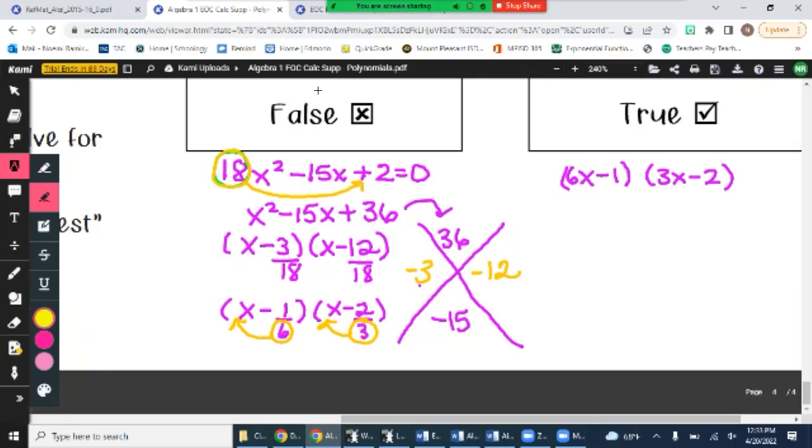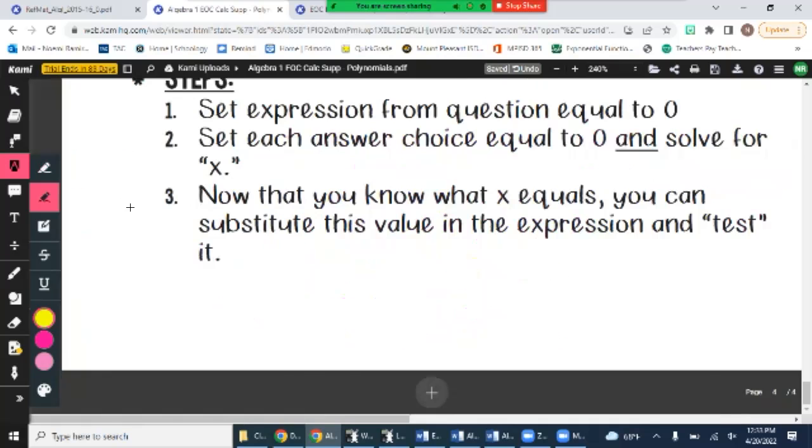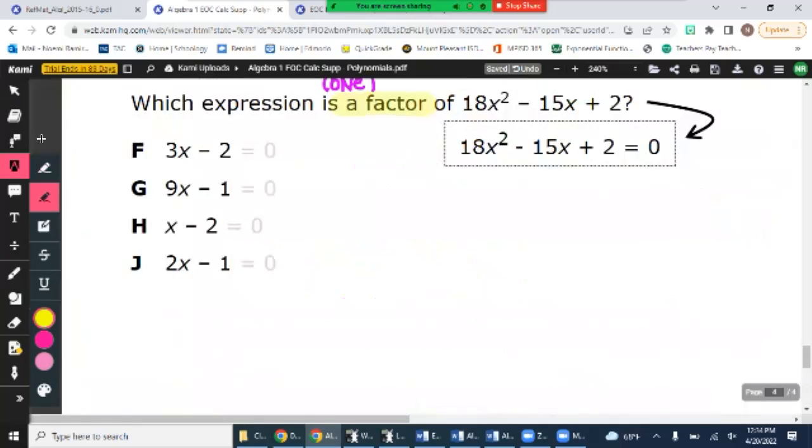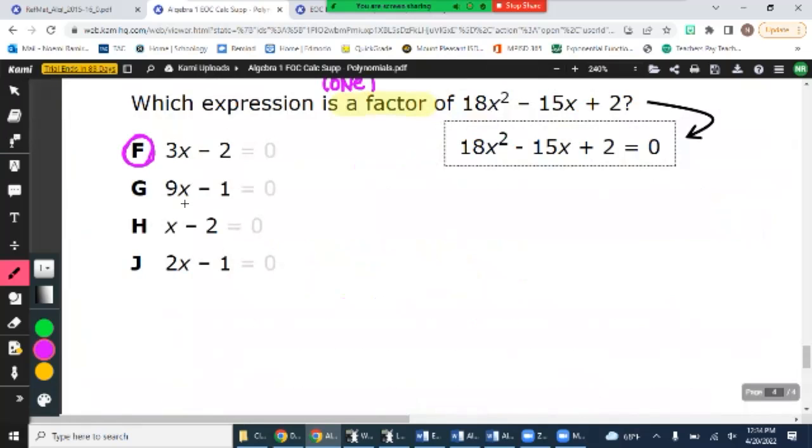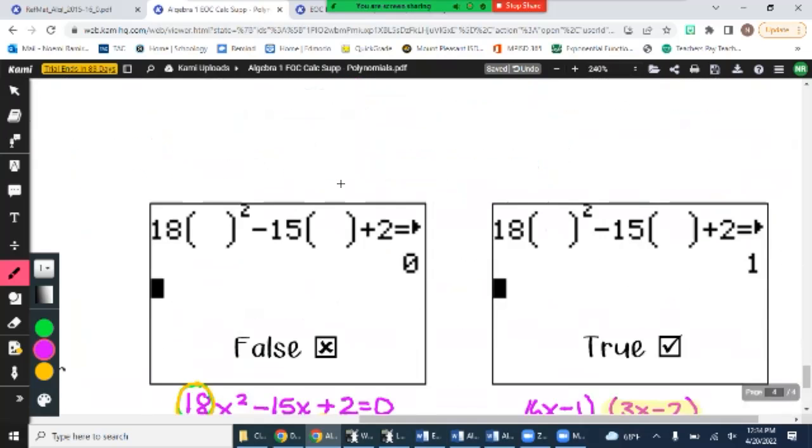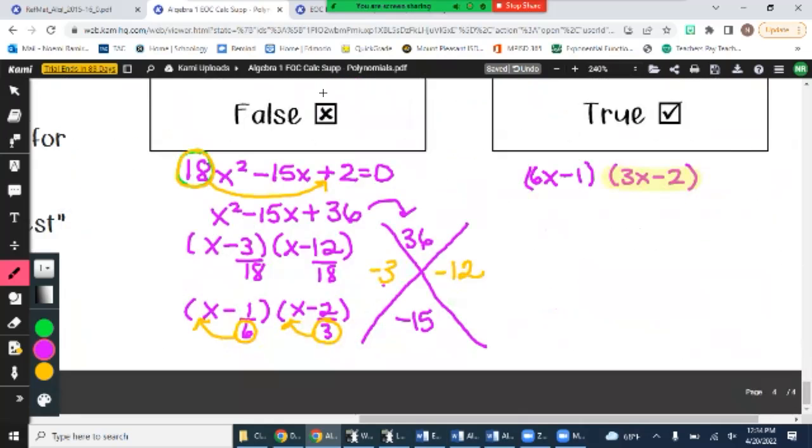And you can now see your answer. What answer is it? F. Your answer is F. But what do we actually do now from this step? What step did we add? Turn it into an equation. So let's go ahead and do that. 3x minus 2 equals 0. You add the 2.